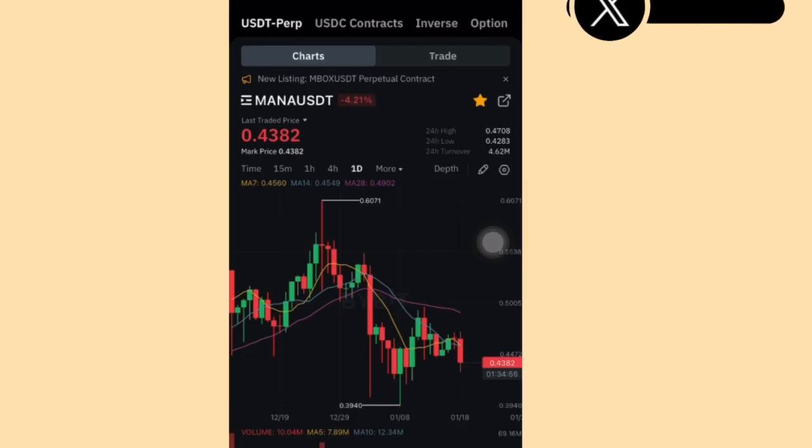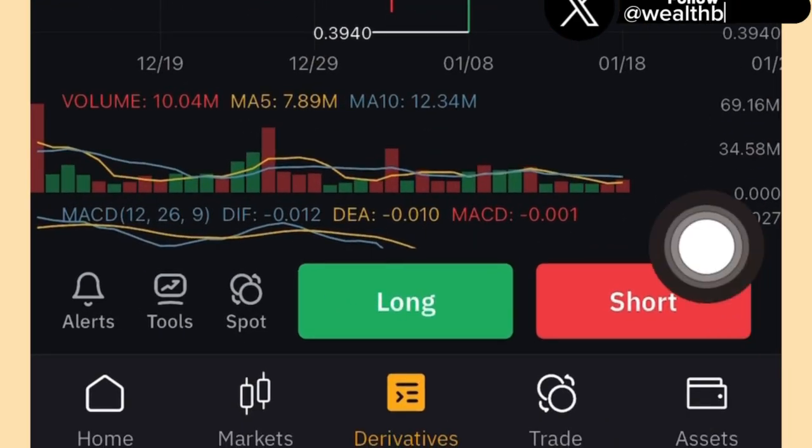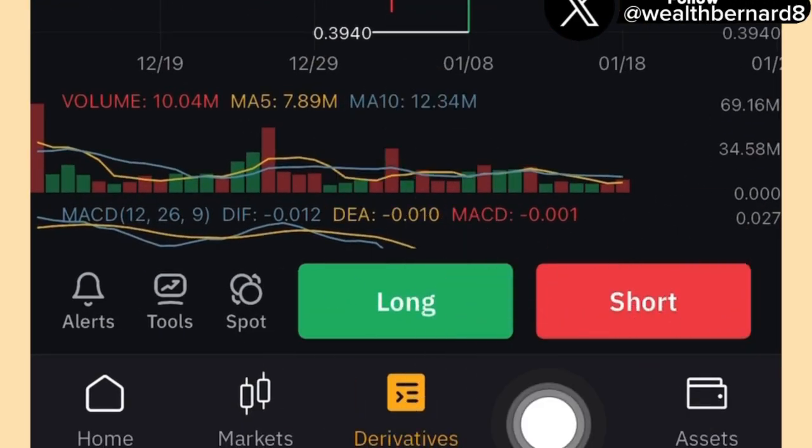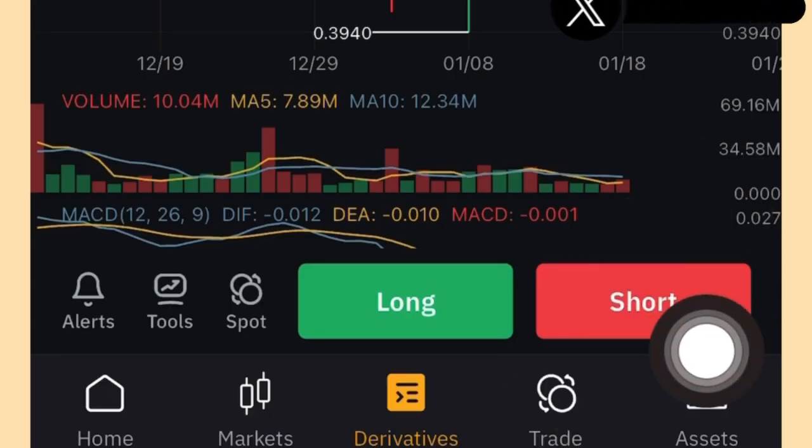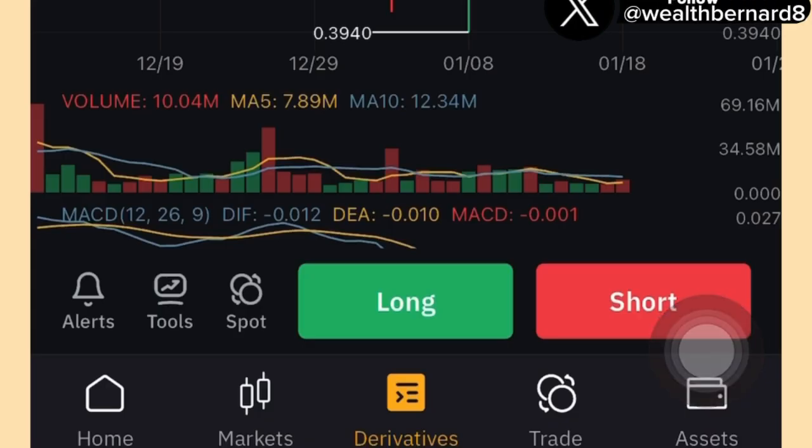However, when you come down below, you're going to see stuff like long and short. Long is when you predict that the market is going to go up. And short is when you predict that the market is going to go down. Some exchanges call it buy and sell, and they are the same as long and short.